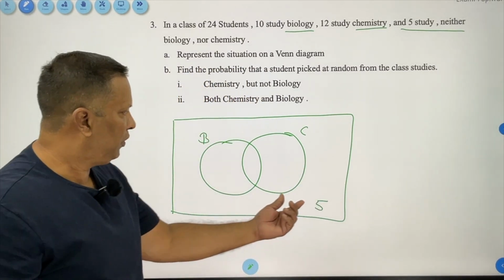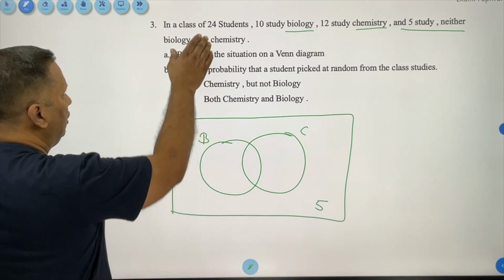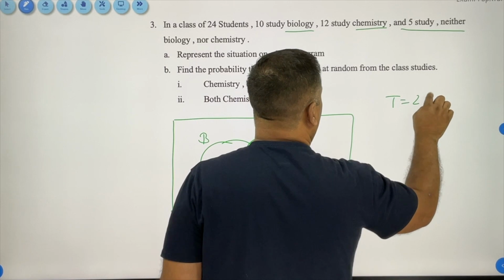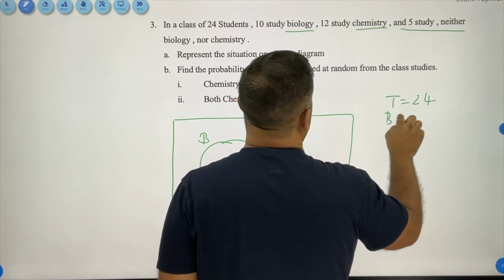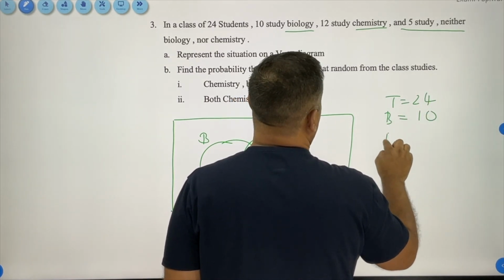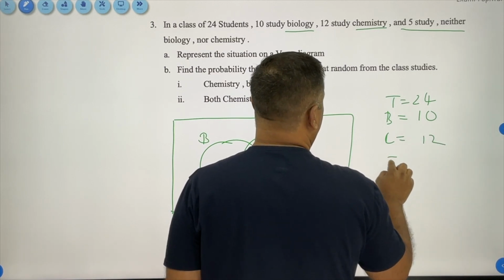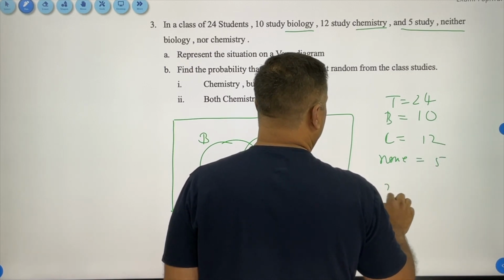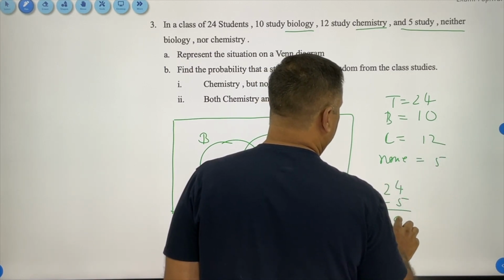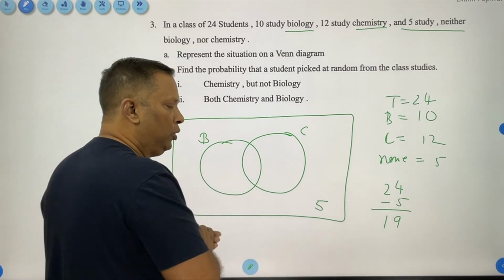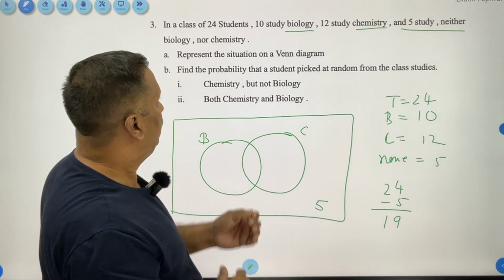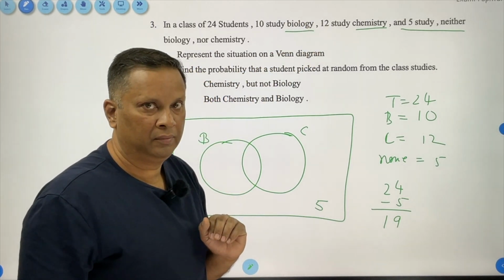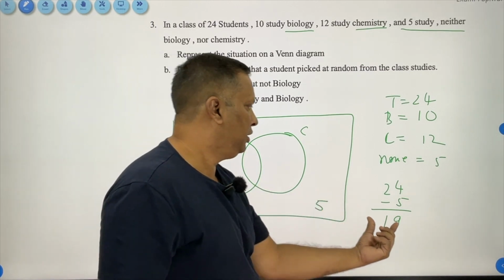Now once you put 5 here, from the total of 24, subtract 5. Biology is 10. Chemistry is 12. And 5 are none. So first we do 24 minus 5 becomes 19. That means biology and chemistry together it is 19. But if you add 10 plus 12, how much is that? 22. But here we have 19.